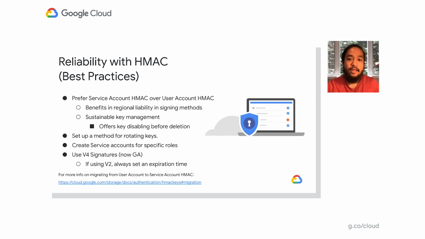If this happens, deactivating that user account would also deactivate their HMAC keys. And this would result in access denied errors for any code that was relying on those keys. So we definitely recommend using service account HMAC keys in a production service. Other things we recommend: rotating your keys and only granting your service accounts just enough permissions to accomplish whatever task they're trying to do.